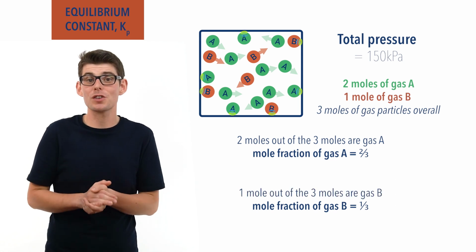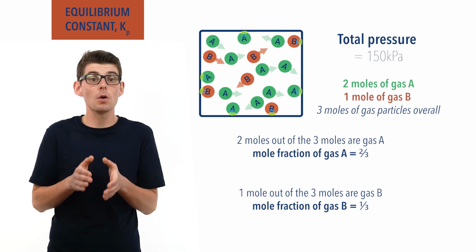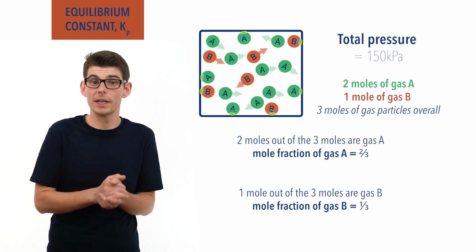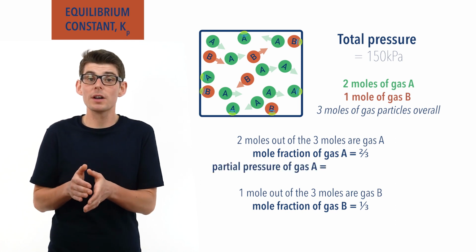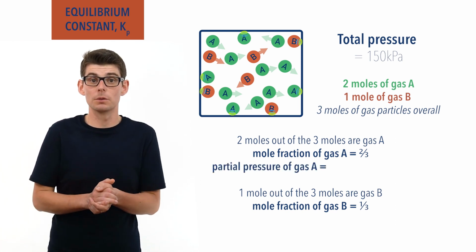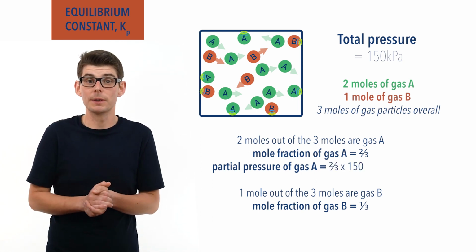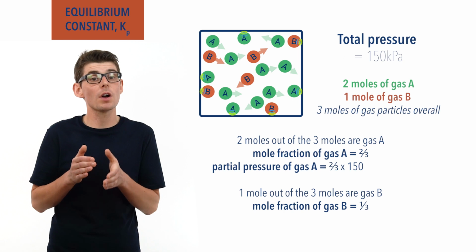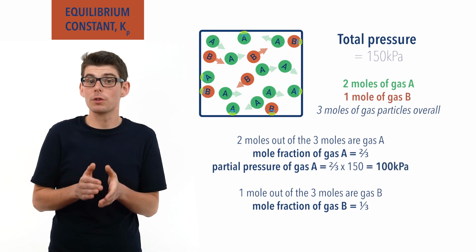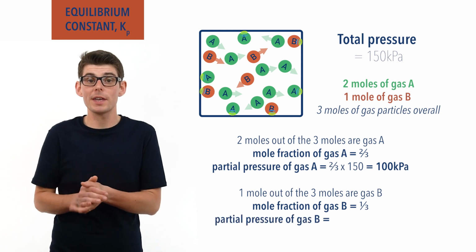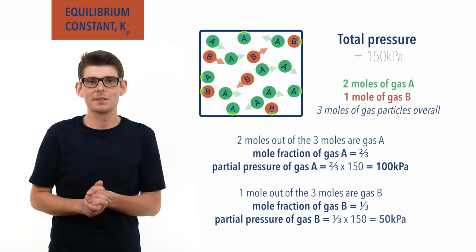If the total pressure of gas in the box is 150 kilopascals and the mole fraction of A is 2/3, that means the partial pressure of gas A must be 2/3 of 150 kilopascals. In other words, 2/3 times 150, giving a partial pressure of 100 kilopascals. Equally, the partial pressure of gas B would be 1/3 times 150, giving 50 kilopascals.